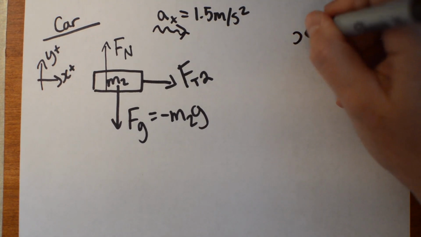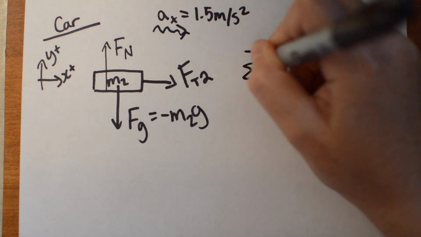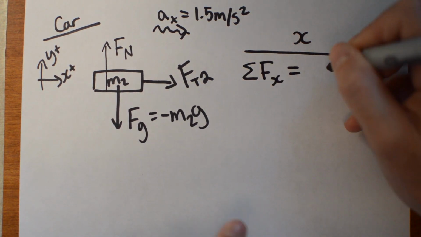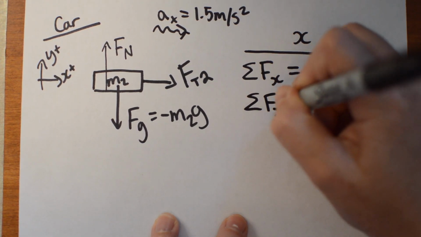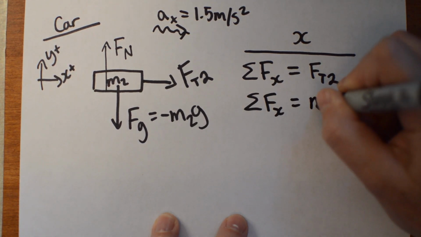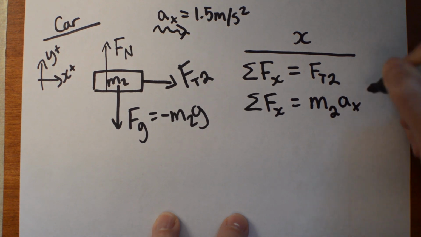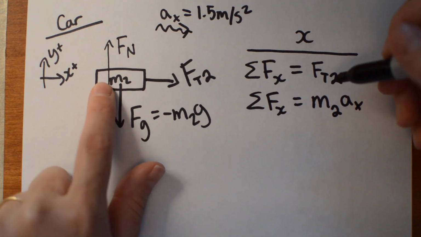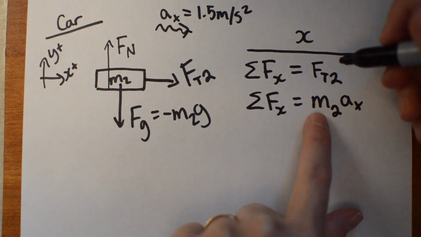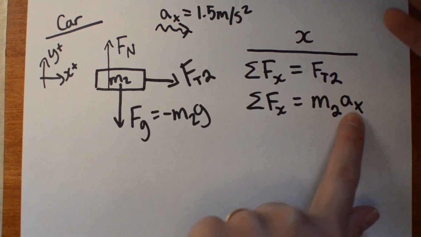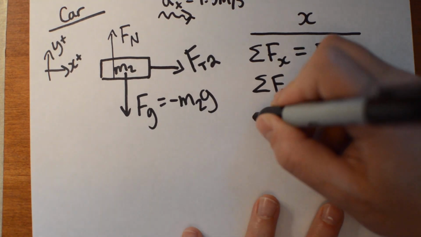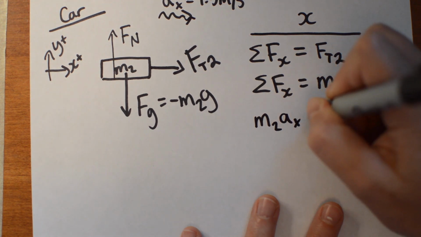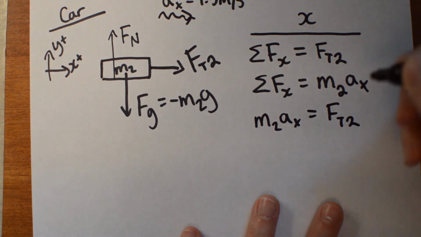It's probably a good idea to sum up our forces in x. In this case, the only force in the x direction is Ft2. So the net force in x is going to be m2 times ax, right? So the mass that I put in here is the mass of whatever my free body diagram's of, which is just m2. The acceleration is the acceleration of the whole system because the car and the train engine are moving at the same rate. All right, so I could say m2 times ax is equal to Ft2, and this lets me calculate Ft2.